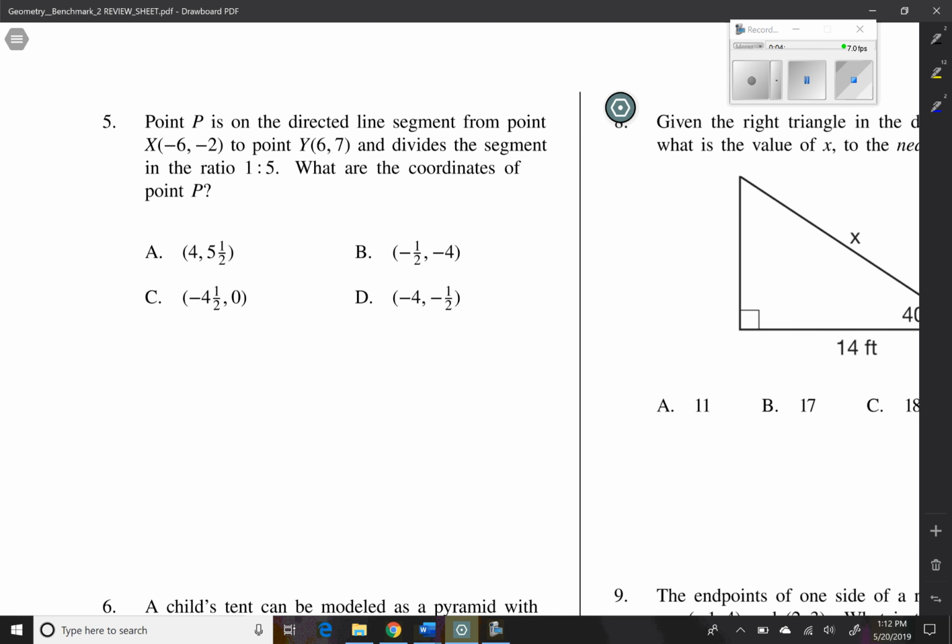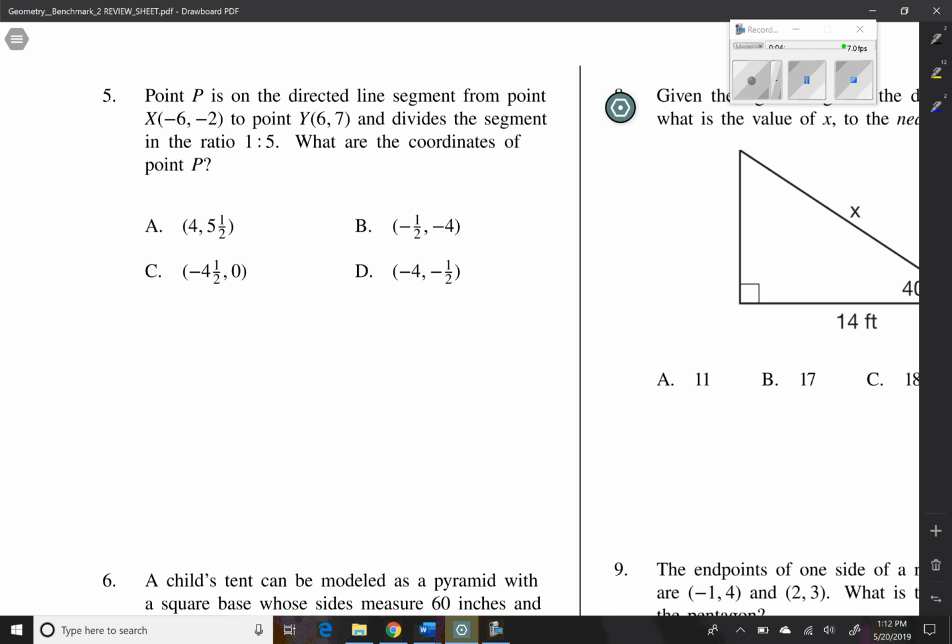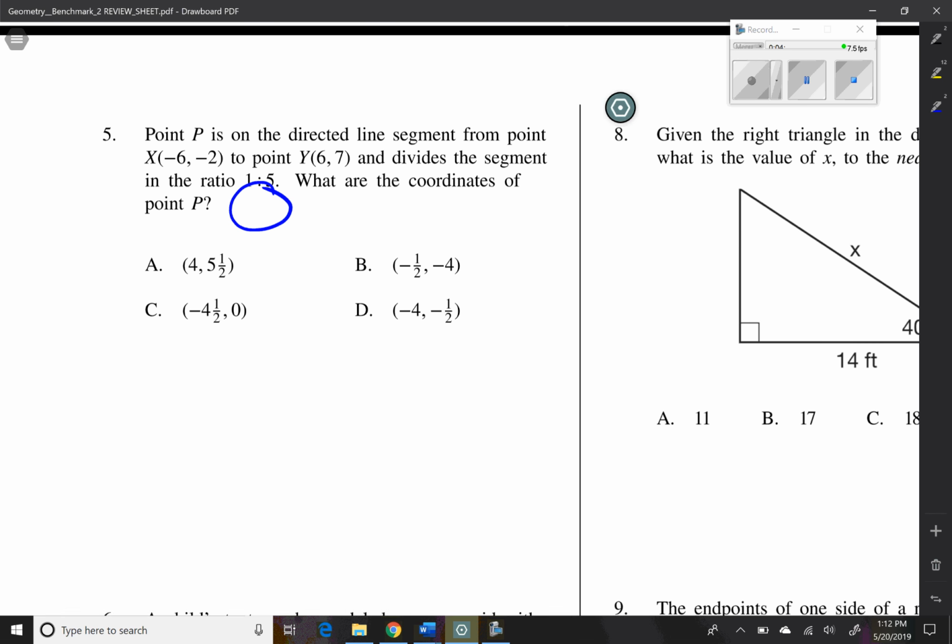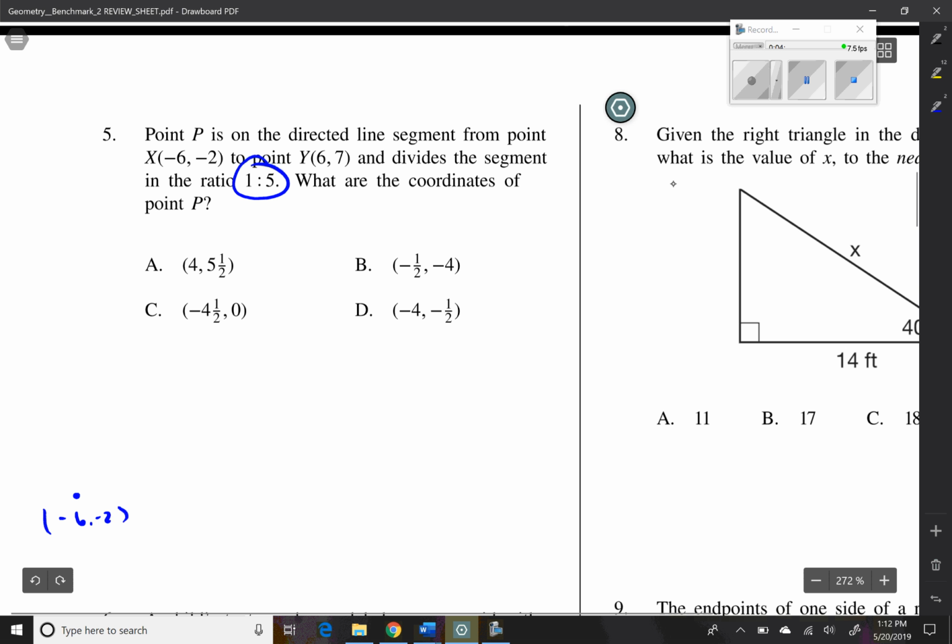The same thing happens for number 5. This is almost an identical question, but notice I'm separating it into 6 pieces. That's circled weird. All right, so I'm separating this into 6 pieces. So when I start to count my boxes, I want to know how far to go. So if I start at -6, -2, and I go to the right and then up a whole bunch, I get to +6 and 7. So I'm going to go to the right 12, and I'm going to go up 9.